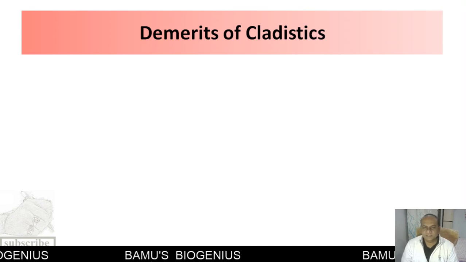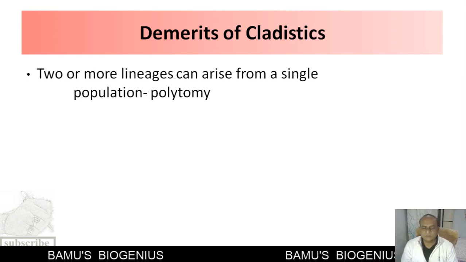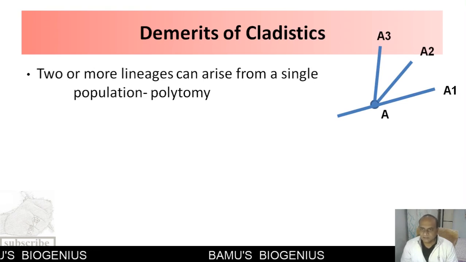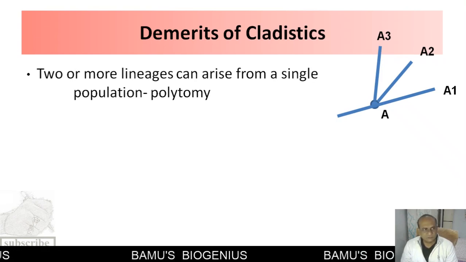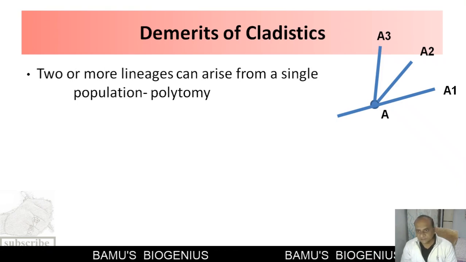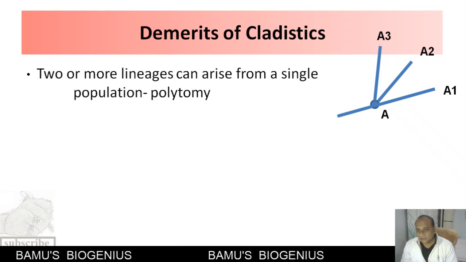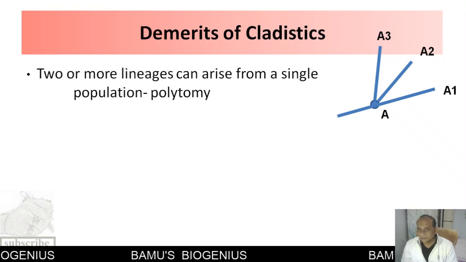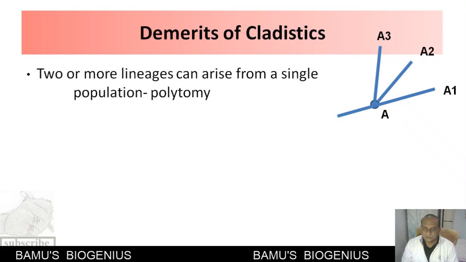Now we will discuss the demerits of cladistics. The first demerit is that two or more lineages can arise from a single population. Such a phenomenon is called a polytomy. In cladistics, it is assumed that at each node, or for every evolutionary state, there is a bifurcation in a lineage, but it may be possible that from that single lineage, two or more lineages can also be produced, can also evolve. Such an event is called a polytomic event, and it is also possible. But cladistics supports only bifurcation of lineage. So this is the demerit of cladistics.